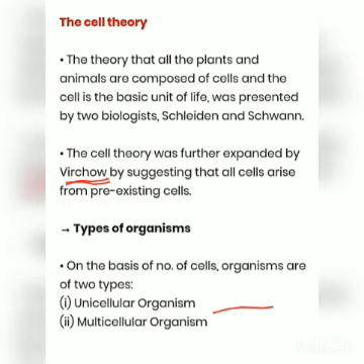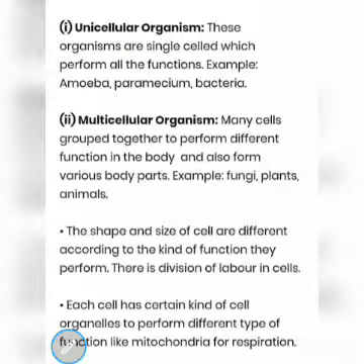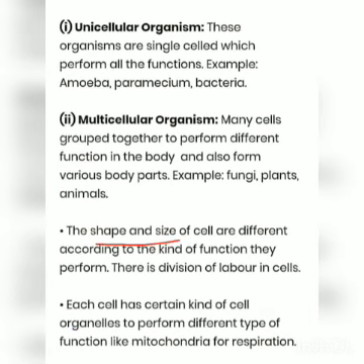Then, under the multicellular organism, what happens? Multicellular organisms are made up of more than one cell. Multi means many. They belong to various broad groups of organisms, and they have large size, a number of tissues, a number of organs, and different organ systems composed to make their whole body. In multicellular organisms, the shape and size of cells are different according to the kind of function they perform.